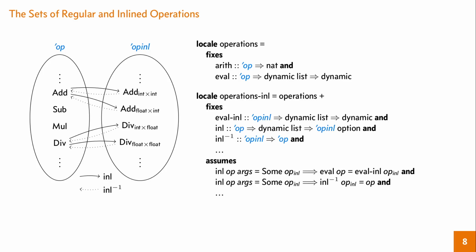A second locale introduces the abstract set of inline operations, the evaluation function, the mapping from one set to the other, and its inverse. Finally, we state a number of assumptions that these abstract operations must fulfill. For example, we state that an inline operation must evaluate to the exact same value as the non-inline version, and also that the inlining process is invertible.